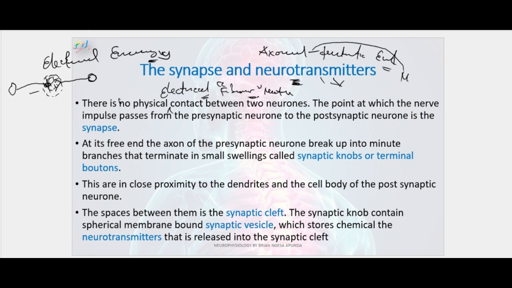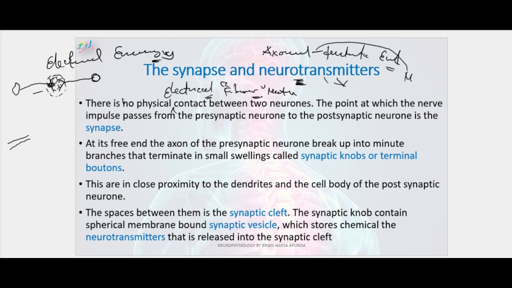At its free end, the axon on the presynaptic neuron breaks up into minute branches that terminate in small swellings called the synaptic knobs or terminals. So I think it is now time to advance our axon a little bit. It is not just a simple knob. We will also have some form of subdivisions. I think this is fair enough, so let's not overdo it. Swelling with some end swellings, having some knobs.